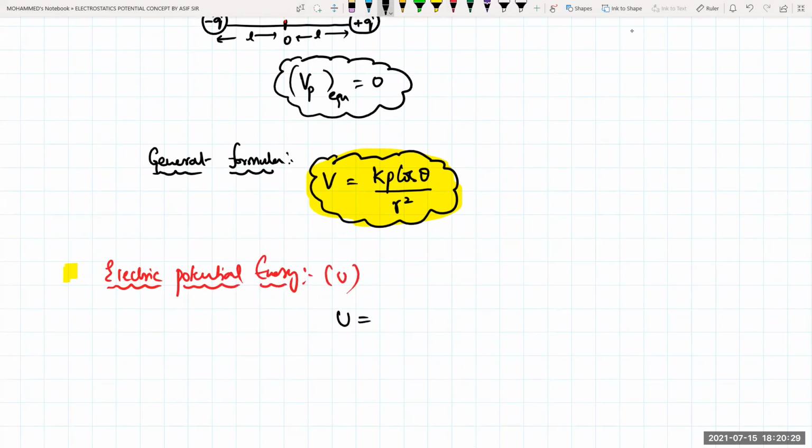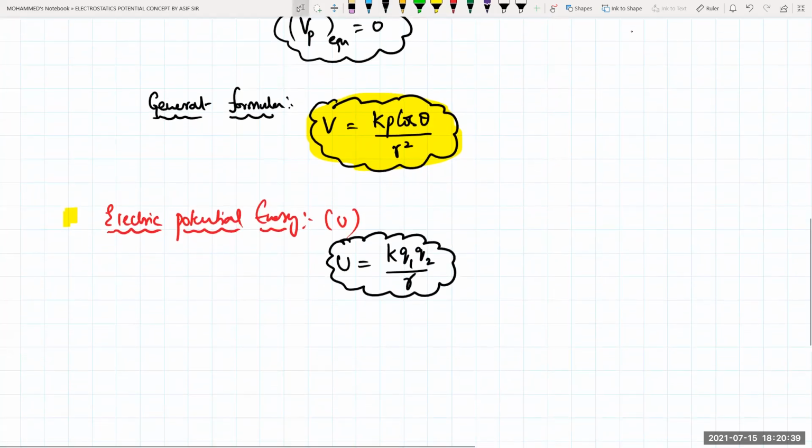U is equal to K into Q1, Q2 divided by R. This one is equal to this much. And for any number of pairs, you can go on adding them and try to simplify the problem for the given condition.